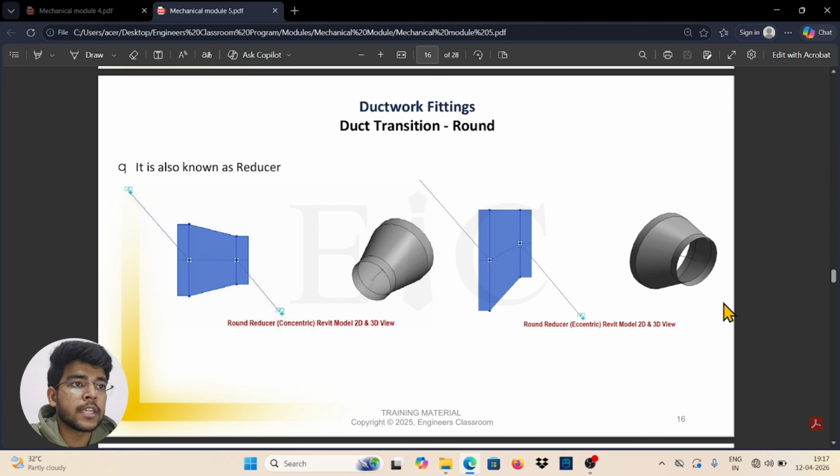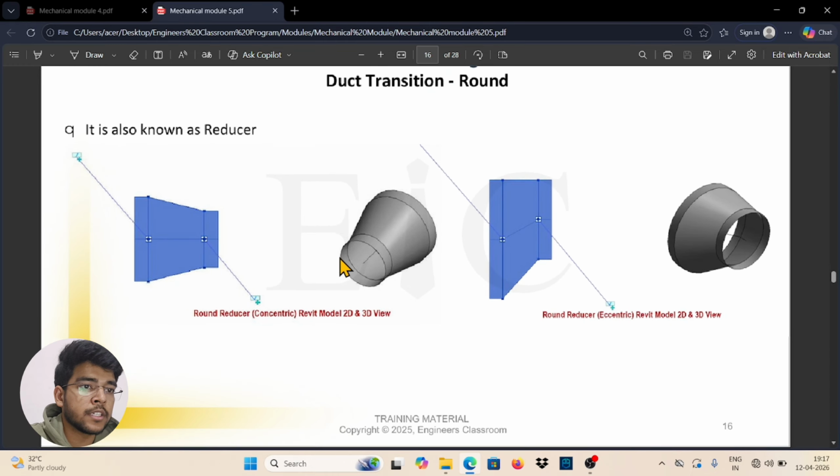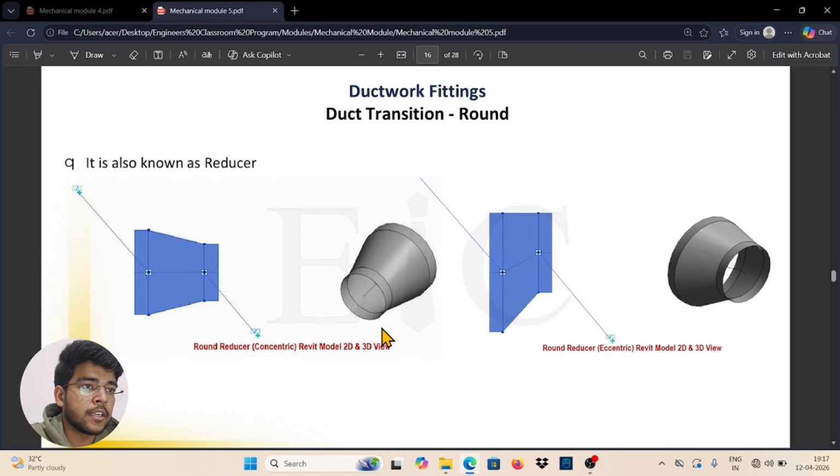You can also see the transition in round ducts. It is eccentric, having one side slanting and one side straight and linear, and when all sides are round and slanting, it is called concentric. With the transition, you can attach the diameter of a duct at this end and a duct of a different diameter at the other end. So it is called a transition. This is a concentric transition in round duct, and this is an eccentric transition in round duct.